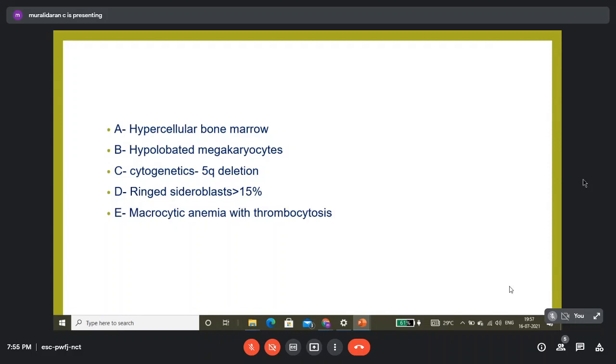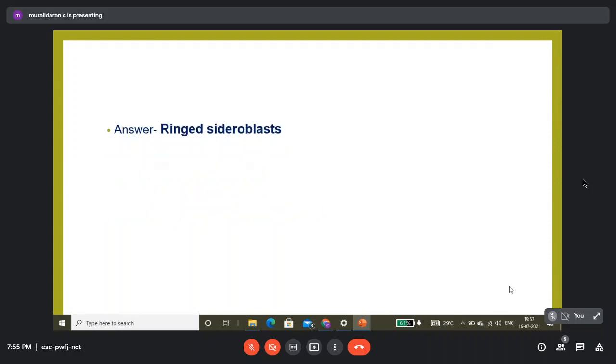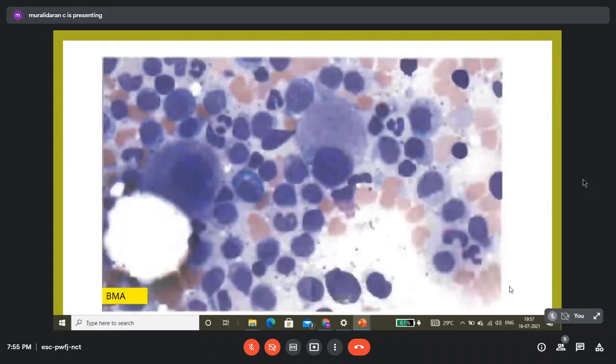So this is not the correct answer. What are we dealing with? We are dealing with a case of MDS with 5q deletion, where classically in the bone marrow we have megakaryocytes with an eccentrically placed nucleus and monolobated nucleus. These can be increased or sometimes decreased, and you will have increased erythroid lineage hyperplasia.